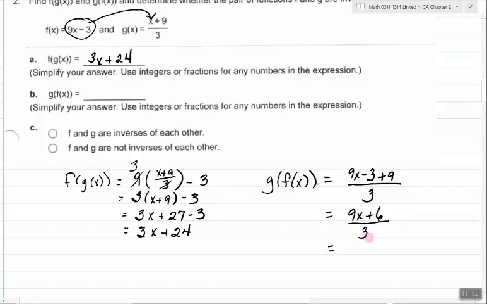It does reduce. 3 is a factor of the numerator. It goes into 9 3x times. It goes into 6 2 times. That's the answer. 3x plus 2 is g of f of x. Neither of those were x, and they're not equal to each other. These are not inverses. They don't undo each other.